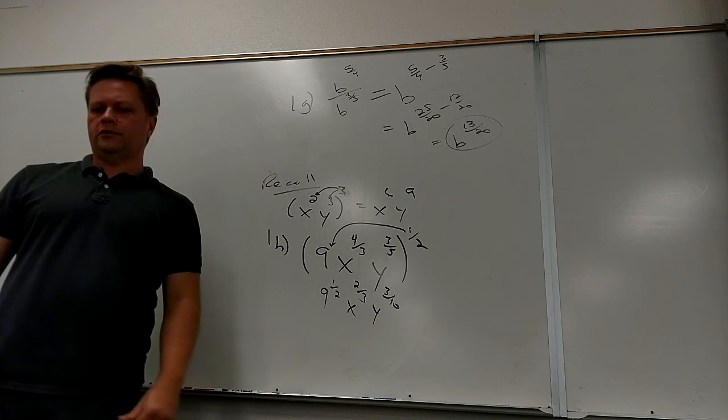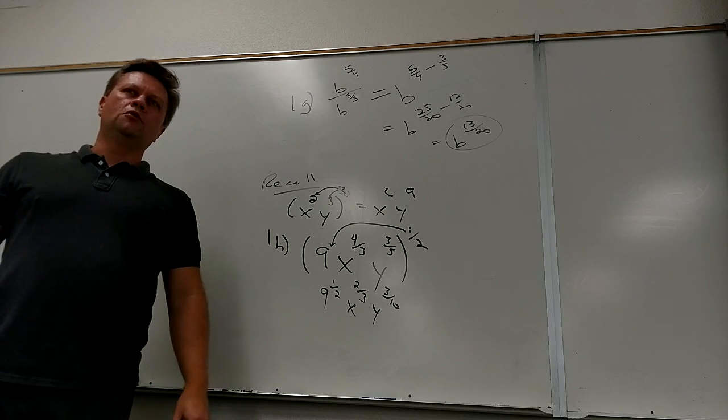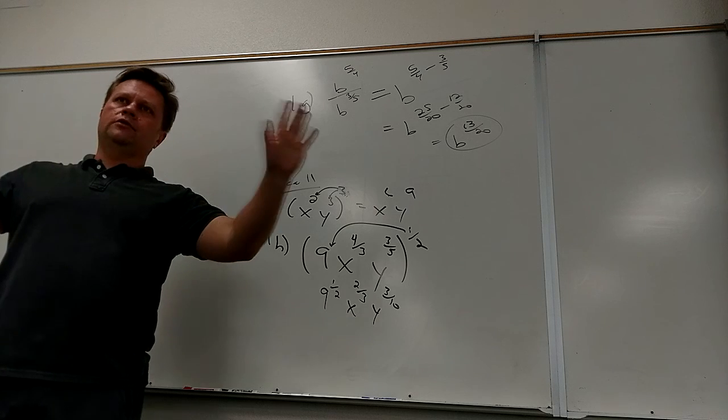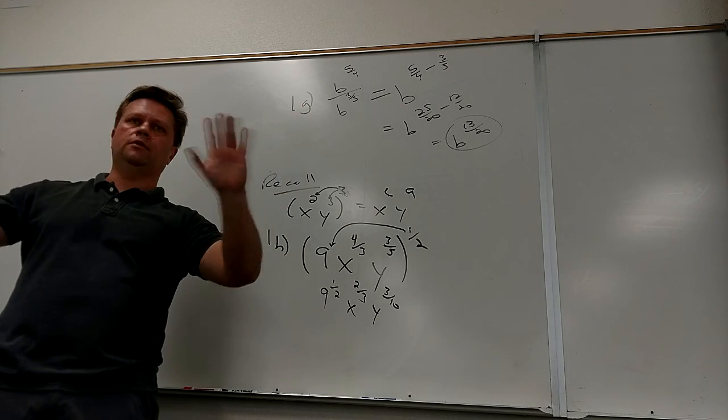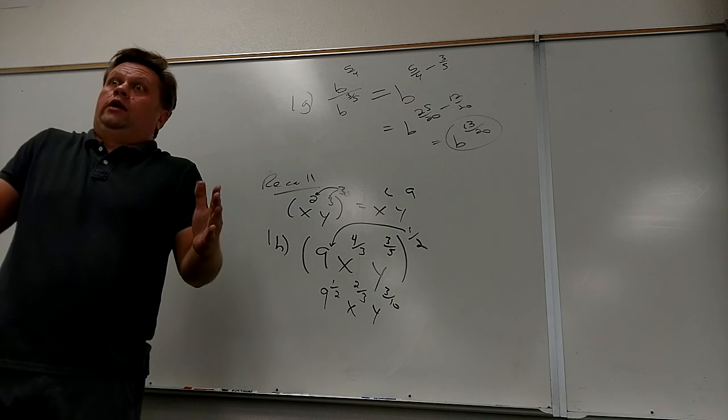Why is it all reals for 2b? It's an odd root. Only even roots are uptight. Odd roots are like, no problem. You could be negative. You can come out negative. We don't care. Even roots are like, I can only handle positive.